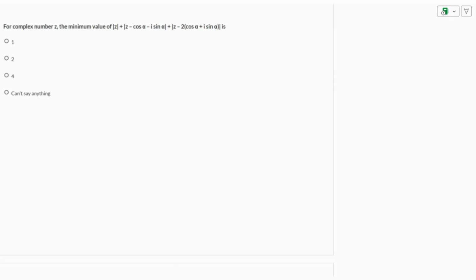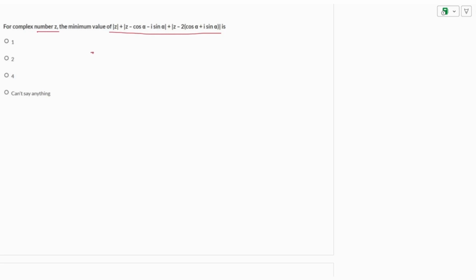Hi friends, we are here with another interesting question. For a complex number z, the minimum value of this is what? That's the question. Now there are two ways to do it: either you do it algebraically or you do it geometrically. Doing it geometrically is more fun and easier if you understand, of course. So let's do it geometrically.